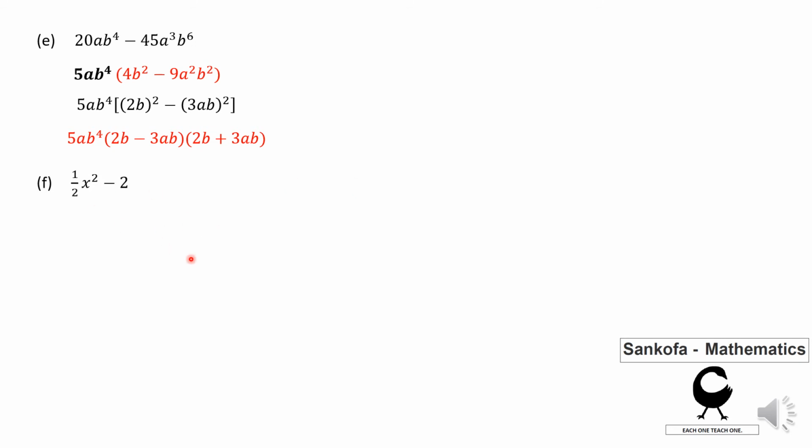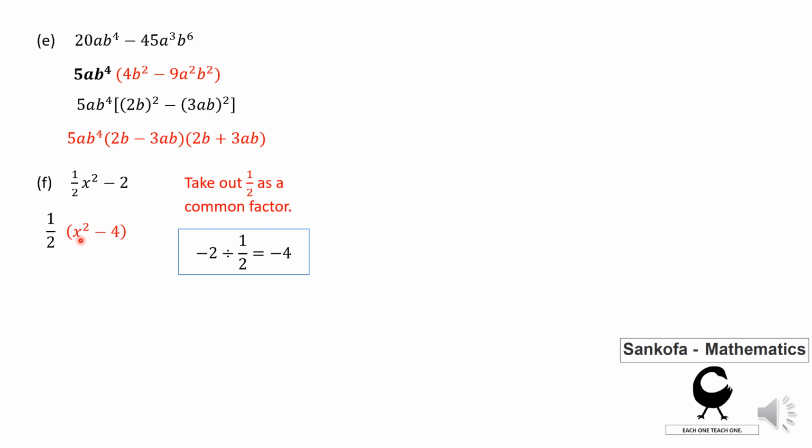Right, so this one here, again, you should realize that a half is a common factor. A half goes into a half once, a half goes into negative 2 negative 4 times. Let me just show you that. If you take negative 2 divided by a half, you get negative 4. And a half divided by a half is going to leave you with 1. So if you take out a half as a common factor, guess what you're left with? x squared minus 4. This x squared minus 4 is the difference of 2 squares. x minus 2, x plus 2. Yes? And that is how you factorize that particular question.